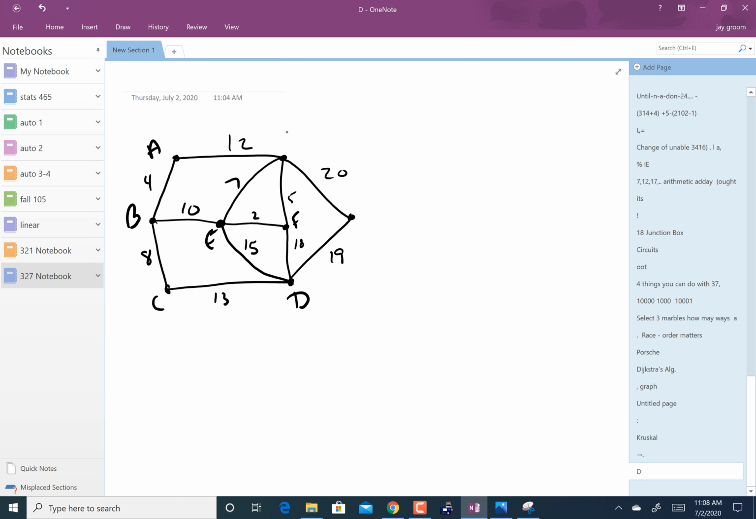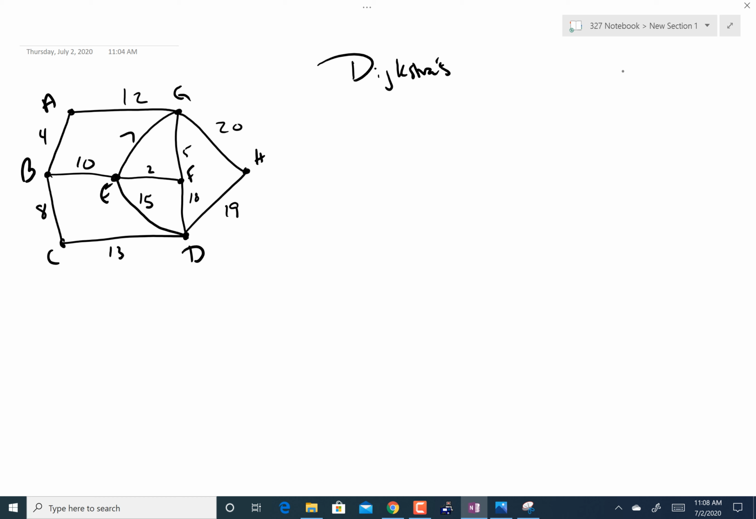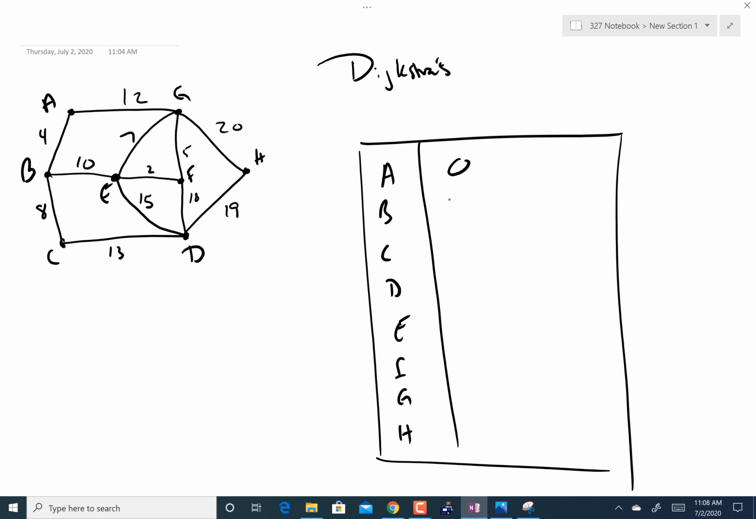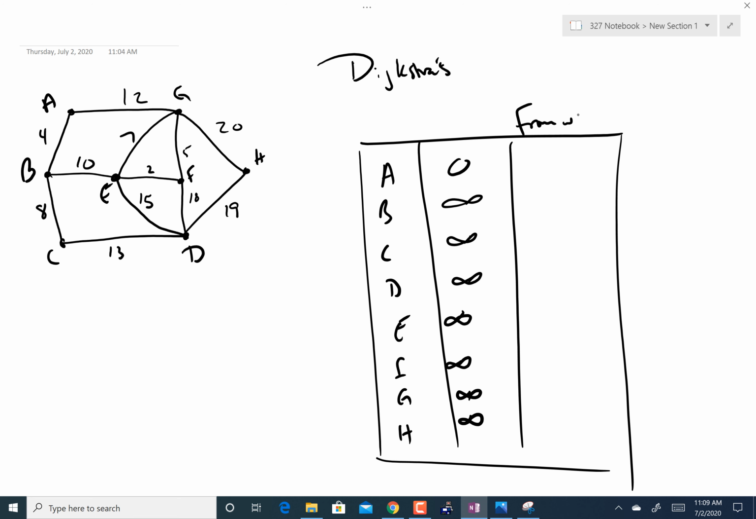E, F, G, H. This one will be Dijkstra's. Okay. Dijkstra's algorithm. So again, if it's me, I lay it out like so. A, B, C, D, E, F, G, H. 0, distance from A to A, obviously. Infinity on all the rest for right now. And then, from what vertex. I like to keep track of that as I go. And then, of course, your vertex.